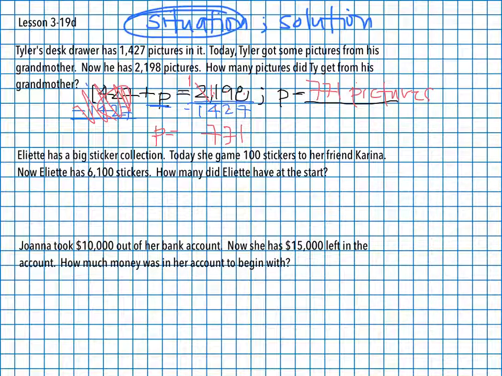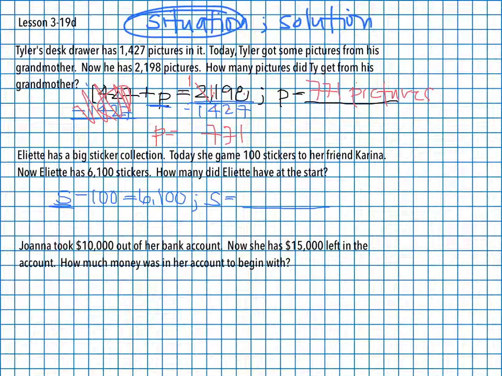All right, for number 2. Elliot has a big sticker collection. Today she gave, so we're going to start with Elliot just having a sticker collection. Today she gave 100 stickers to her friend Karina. Now Elliot has 6,100. So if Elliot is giving 100 stickers away, we're going to subtract 100. And that's going to leave her with 6,100. How many did Elliot have at the start? So we're going to solve for the variable S, which is the number of stickers Elliot had at the beginning.